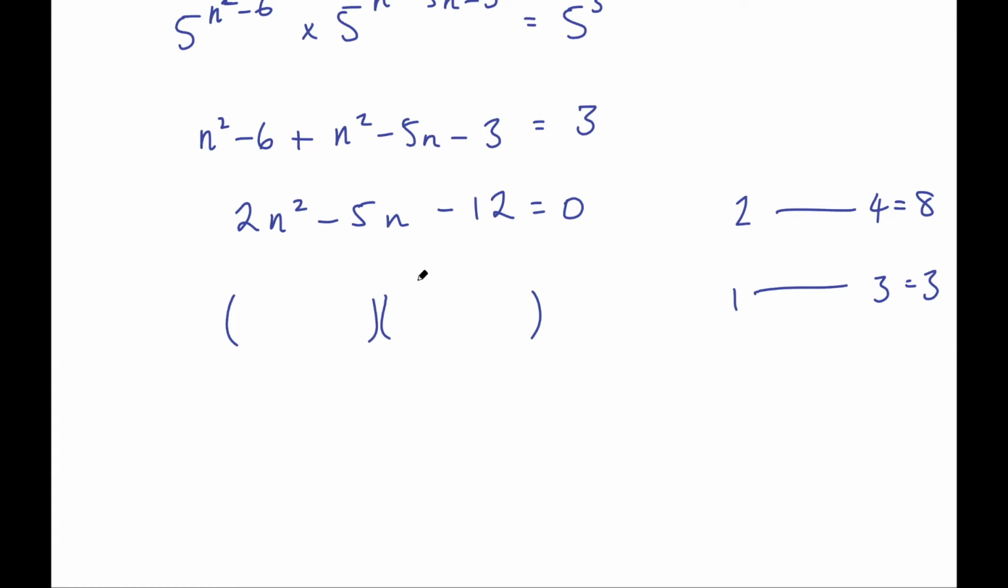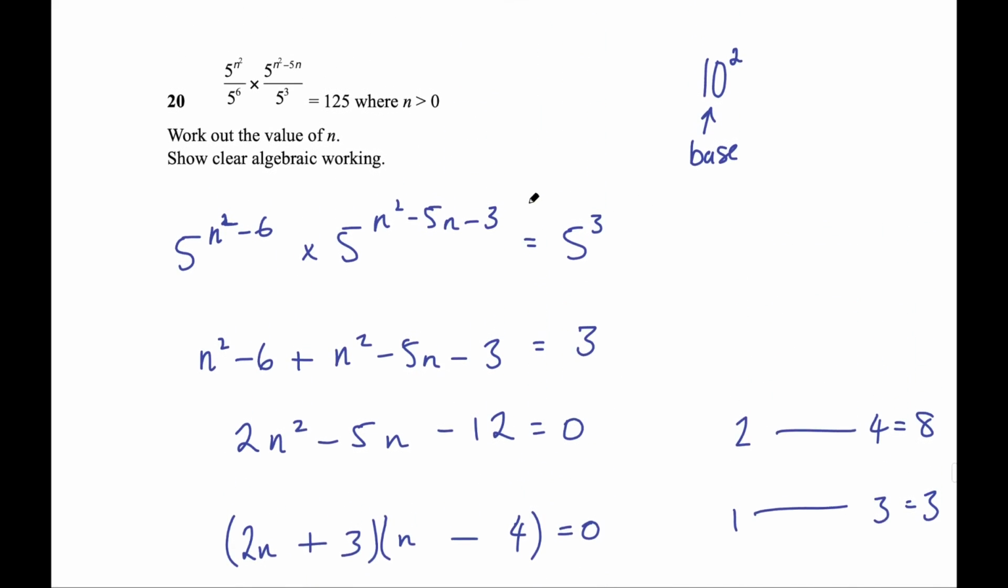Great, perfect. So I know then that I can factorize this into 2 brackets. My first terms will be 2n and n, and in the second terms I'll have 4 and 3, making sure to write those in the correct places. 2n times 4 is 8, and n times 3 is 3, and I need a negative 5, so this will be negative 4 and positive 3. This equals 0. Next, solve for n. So n is either going to equal negative 3 on 2, or n is equal to positive 4.